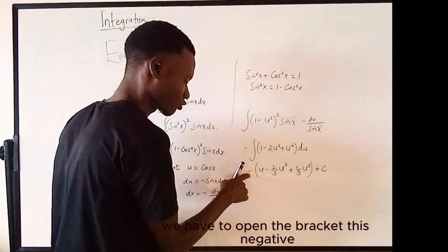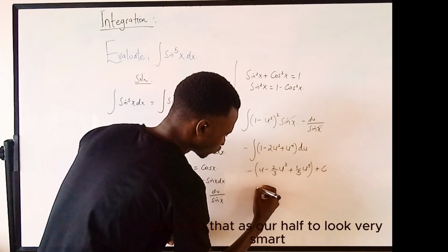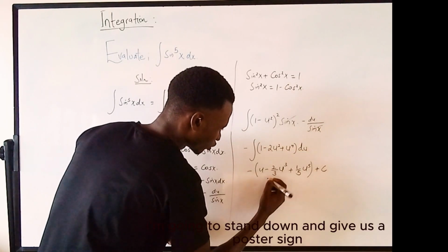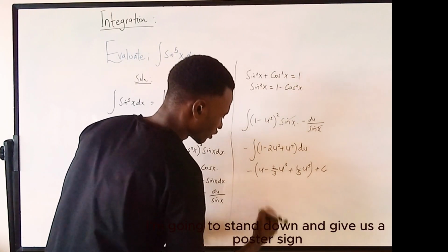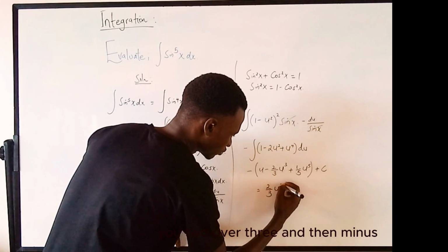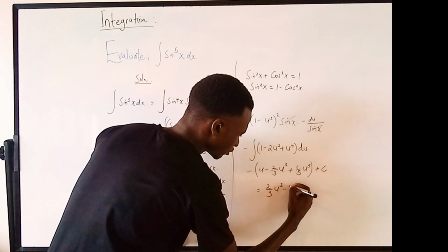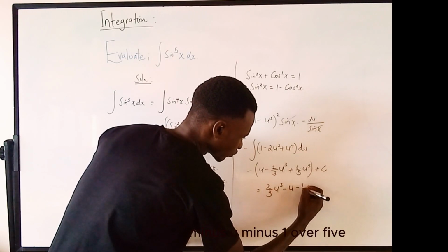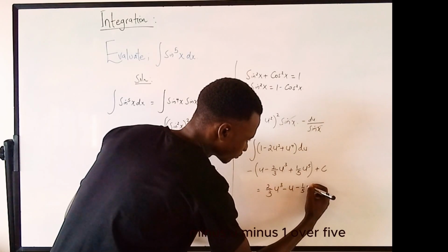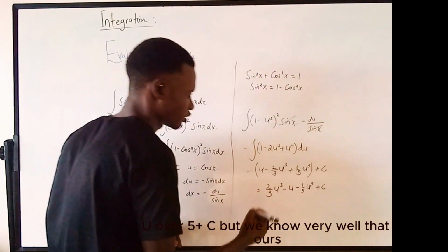So we have our bracket. We have to open the bracket with this negative. So when we do that, we shall have to look very smart. I'm going to start with the one that will give us a positive sign. So we shall have 2 over 3 u to power 3, and then minus u, minus 1 over 5 u to power 5, plus c.